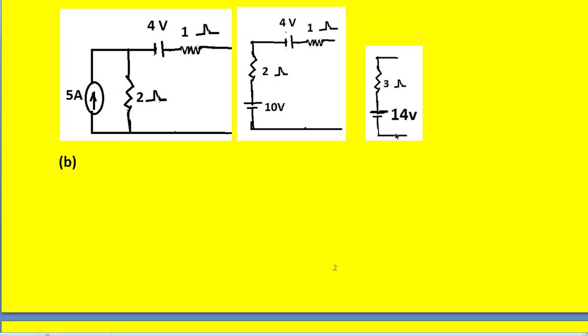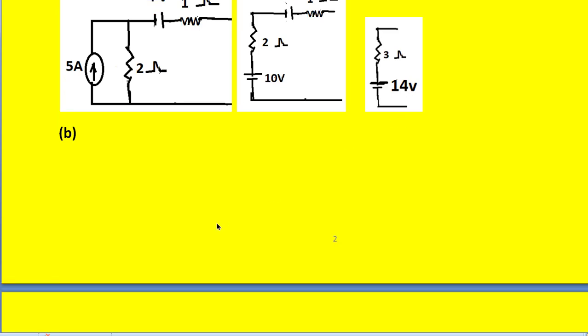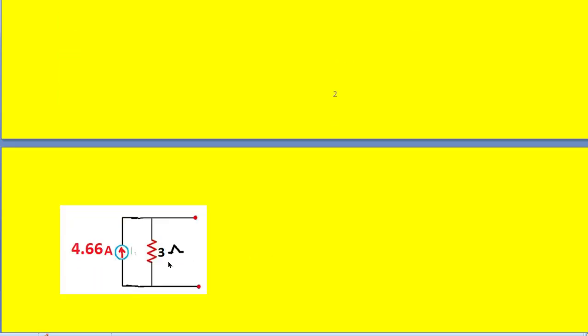And here we have 1 ohm, and another 2 ohms here. So 2 plus 1 will become 3 ohms. So the total equivalent voltage source for this given circuit is 14 volts in series with a 3 ohms resistor. So when we get the equivalent current source for this, we get 14 by 3, that is 4.66 amperes, in parallel with a 3 ohms resistor like this.